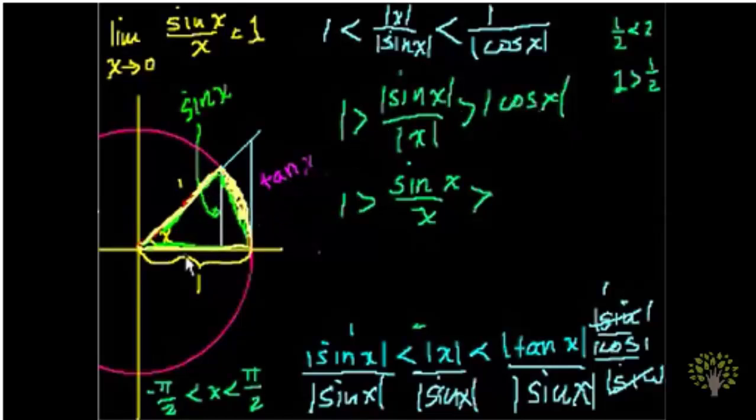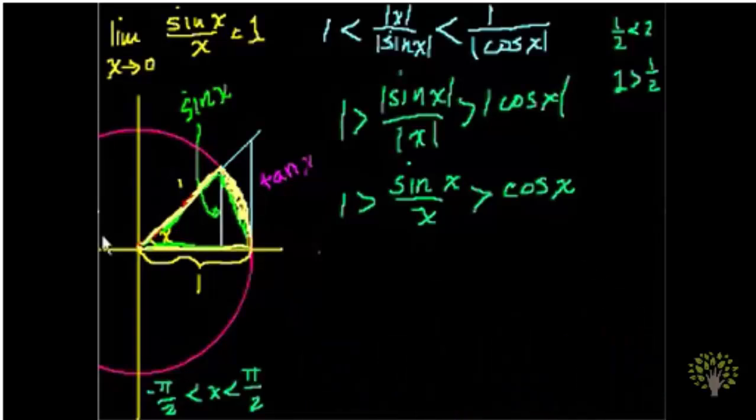Is cosine of x ever negative? Well, cosine is the x value, and by definition, in the first and fourth quadrants, the x value is always positive. So if this is always positive, we can get rid of the absolute value signs there and just write that. And now we are ready to use the squeeze theorem. Let me erase all of this down here now.